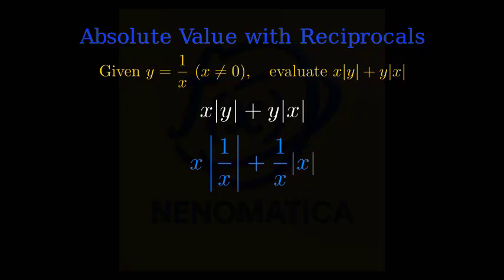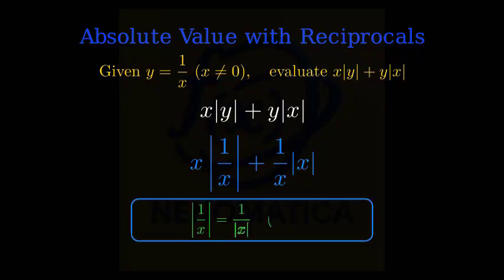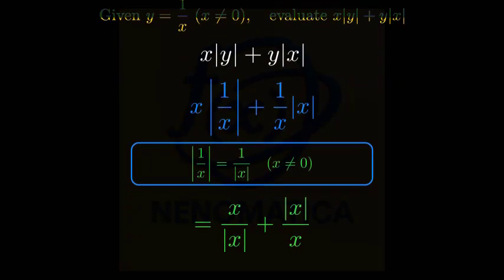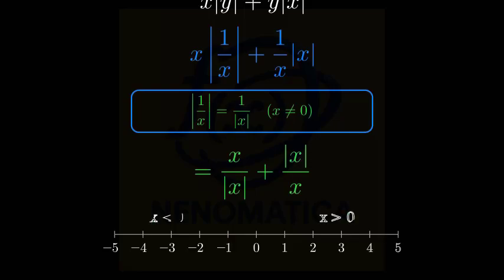Next, we use the property, the absolute value of 1 over x equals 1 over the absolute value of x. Applying that rule gives x divided by the absolute value of x plus the absolute value of x divided by x. To finish, we split into two cases using the definition of absolute value. When x is positive, absolute value of x equals x. When x is negative, absolute value of x equals negative x.